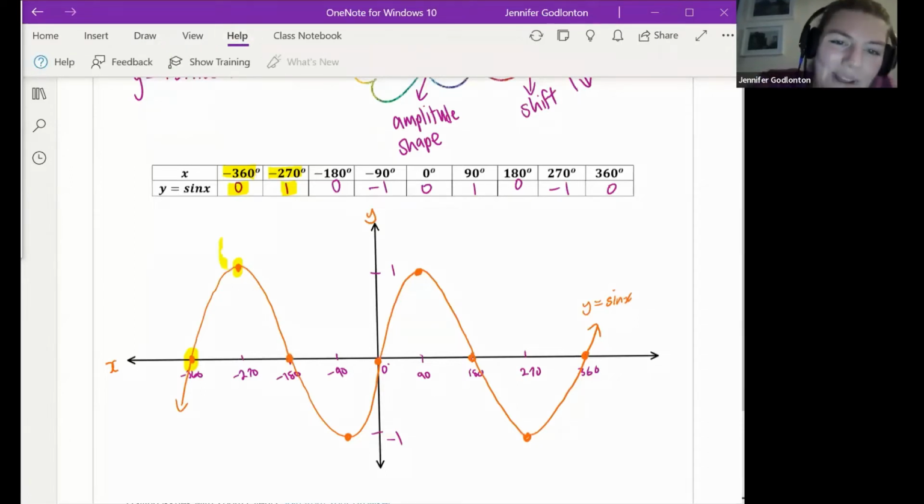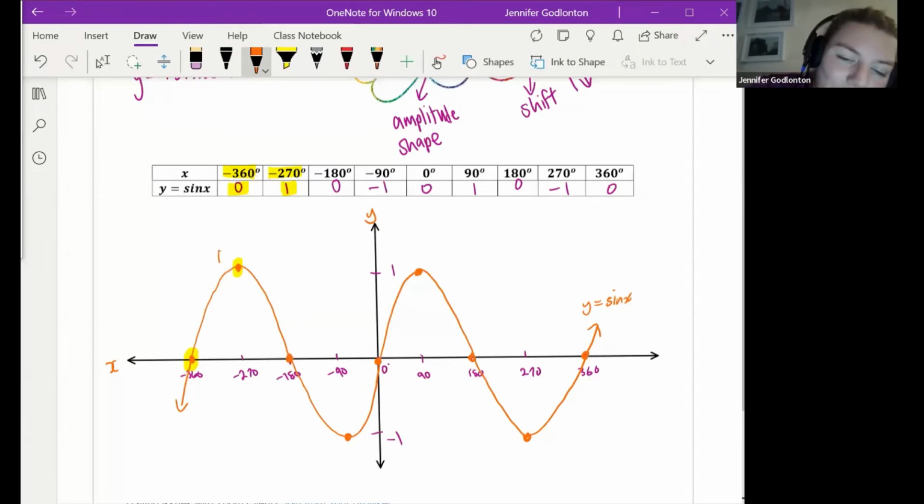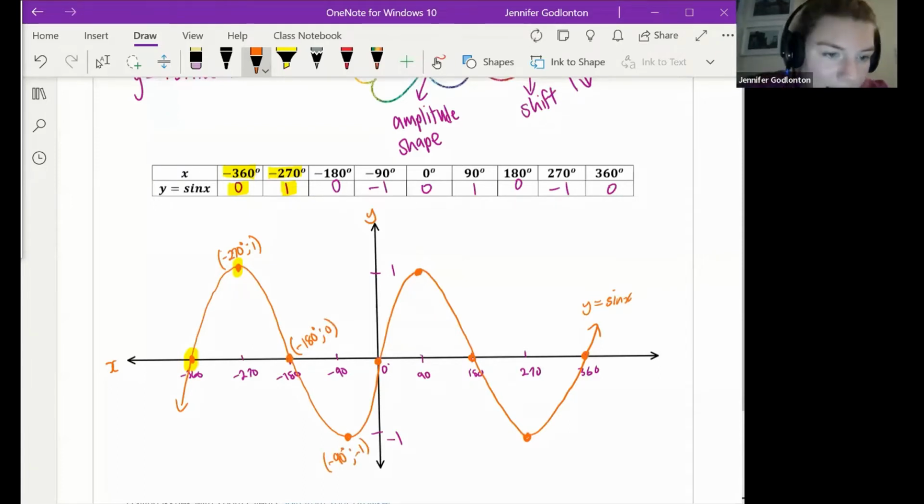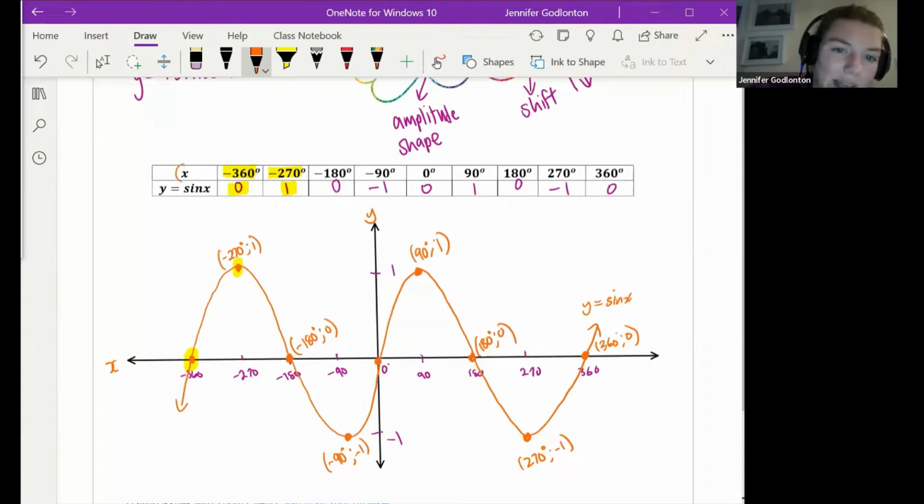So remember, when we draw these, you could write our coordinates as negative 270 degrees and 1, because we're still drawing things on a graph. They're still coordinates: negative 180 degrees and 0. This would be negative 90 degrees and negative 1. This would be 0 and 0. This would be 90 degrees and 1. This would be 180 degrees and 0. 270 degrees and negative 1, and 360 degrees and 0. Okay, so we can always write coordinates for every point. That's our x value and that's our y value. Okay, so we've got this graph.